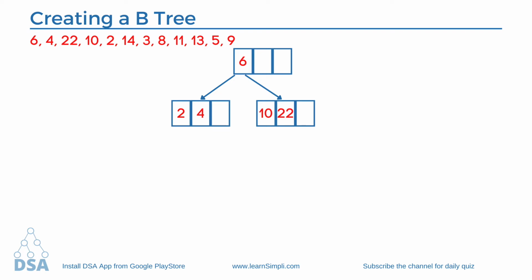Next number is 14. 14 is greater than 6, so it will go to the right subtree. Here the node is already having 10 and 22. 14 is greater than 10 but less than 22. So it will be inserted in the middle of 10 and 22.